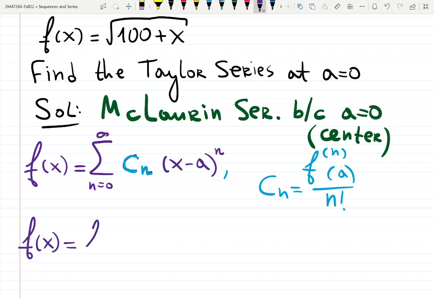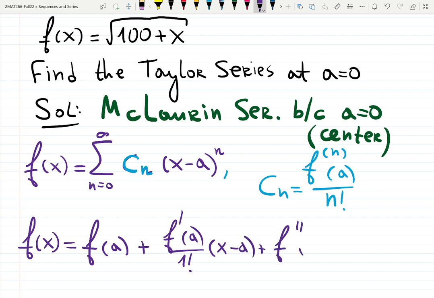The first one is just the original function at a, plus the first derivative at a divided by 1 factorial times x minus a, plus the second derivative at a divided by 2 factorial times x minus a squared. And let's keep going. This is what we put in the rainbow box last time. It's the same for all the functions.